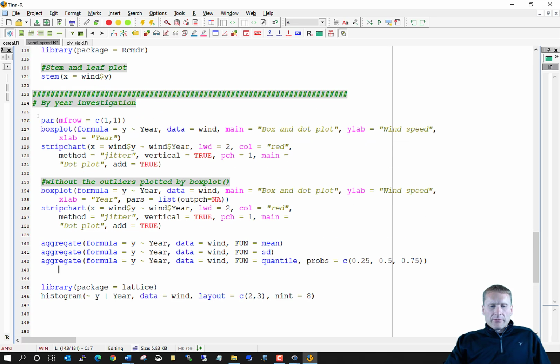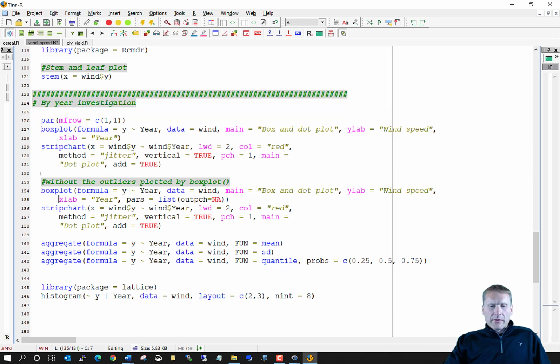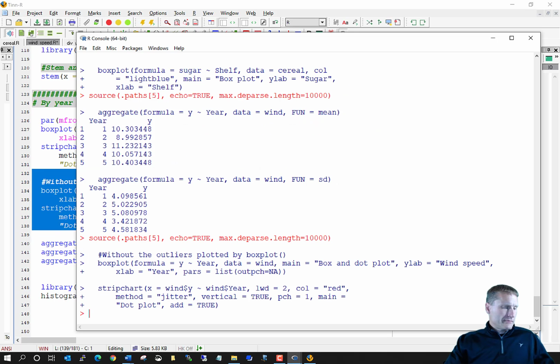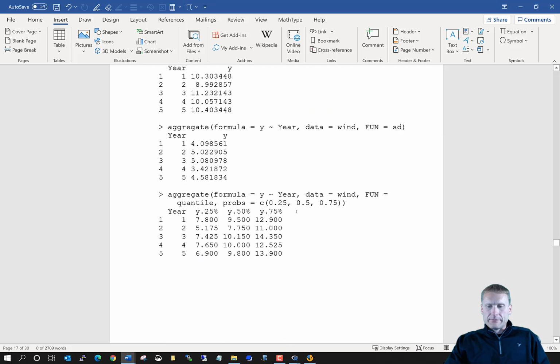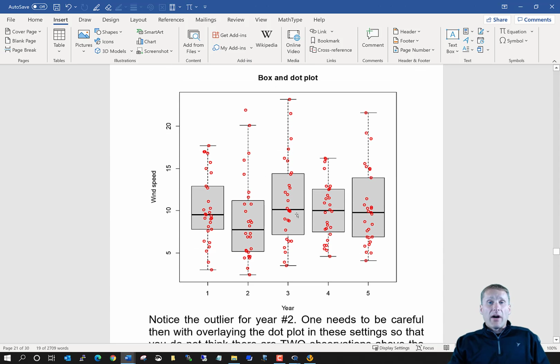Let's see here. Let's actually do this one. So this plot is on page 21. Let me just go to the notes on that so I can write on it. So here's now this box plot with the dots plotted over it.